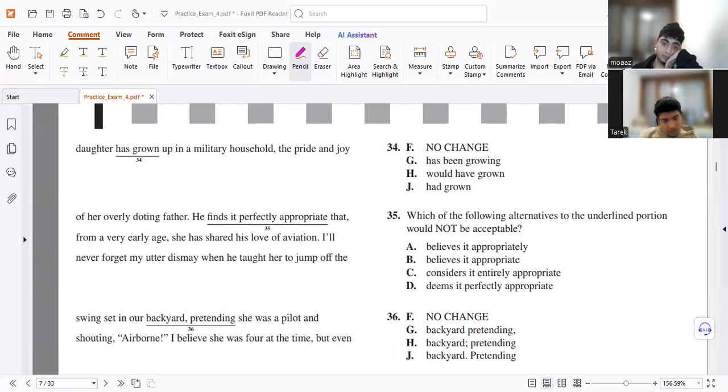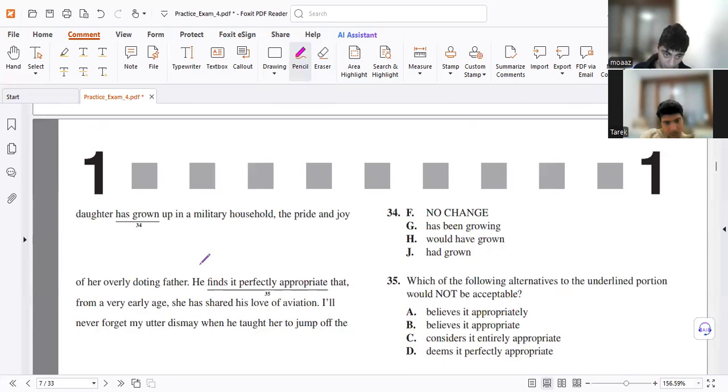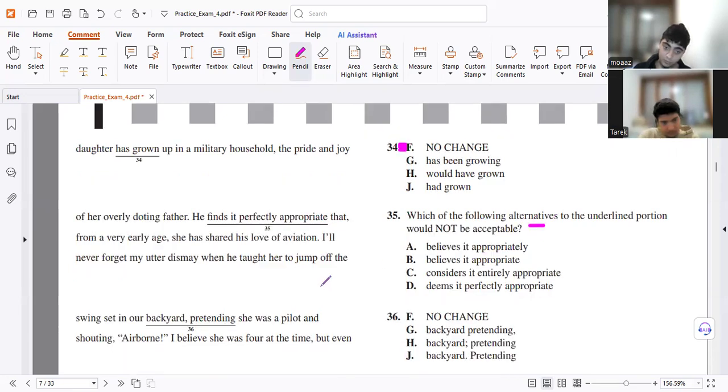J. J, wrong. Again. F. Always read from the beginning. So it must be present perfect tense, correct? That's F. Sure. Remember, we need the same as the underlined part.